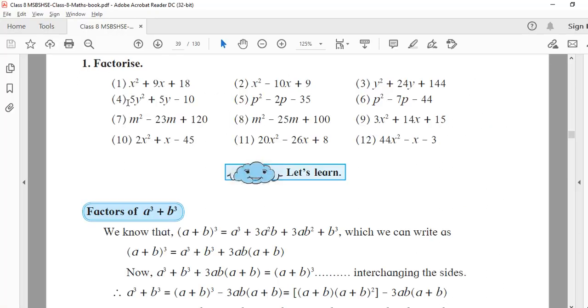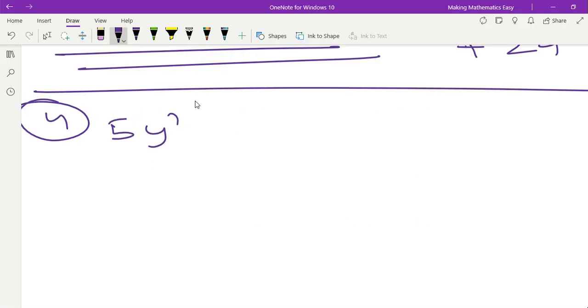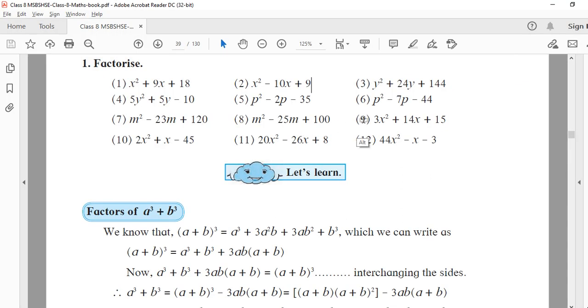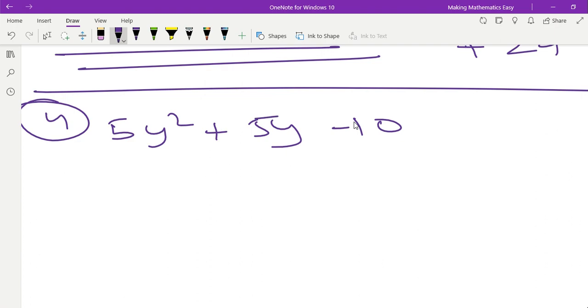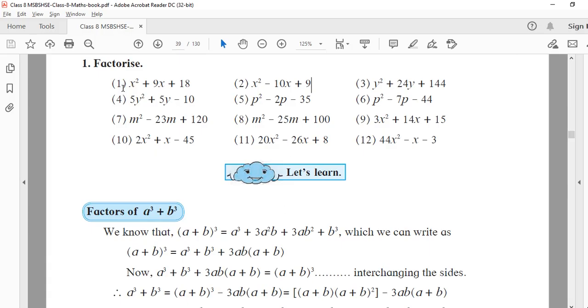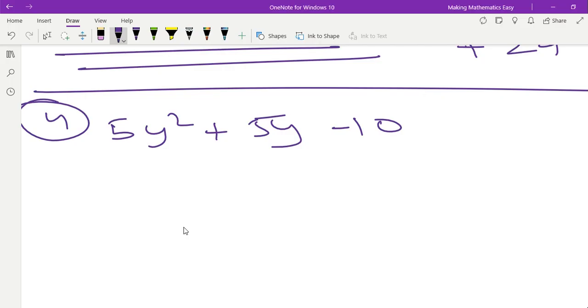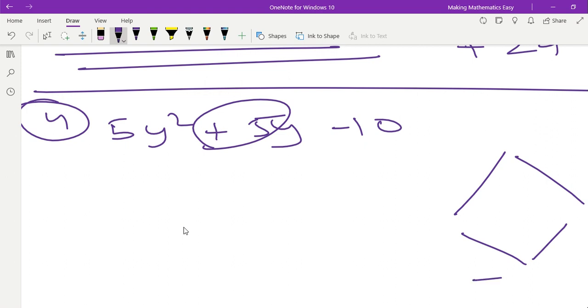Let us move on to the fourth sum. 5y square plus 5y minus 10. Now you remember one thing, in the starting what I have said is the coefficient of your first term should be 1. If it is not 1, then we need to do something extra. So this plus 5 will come as is over here, no change over here.